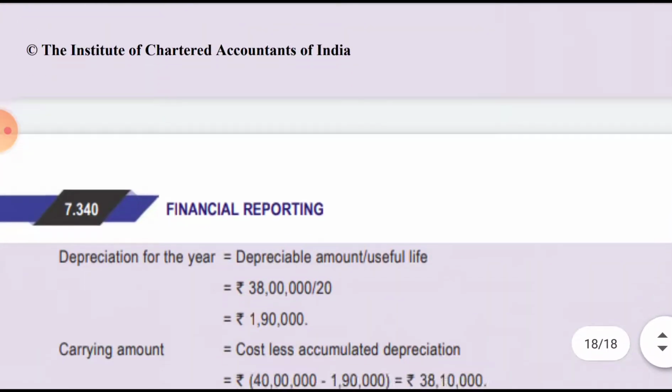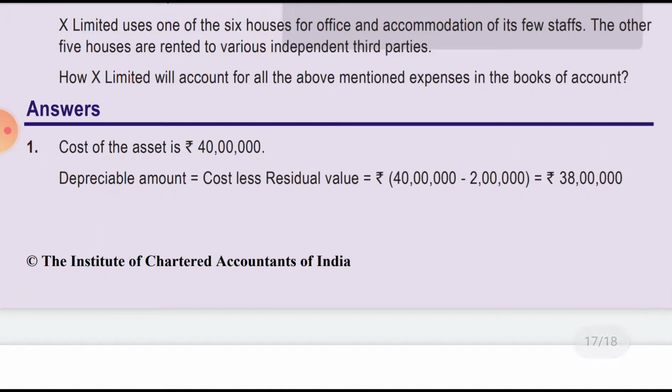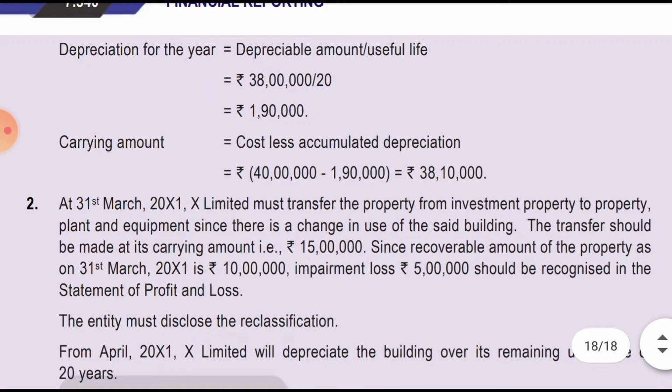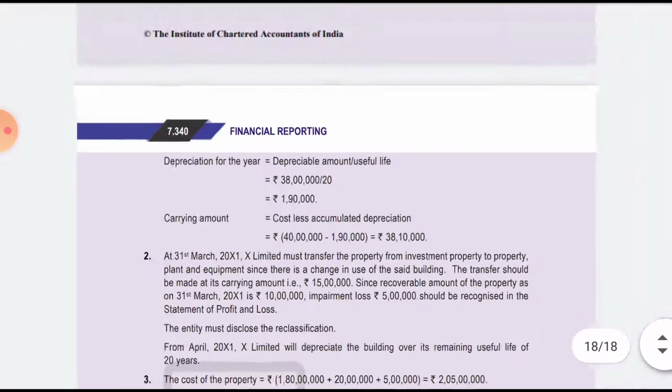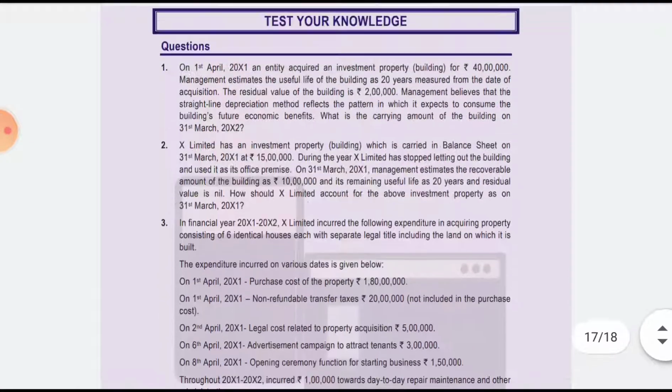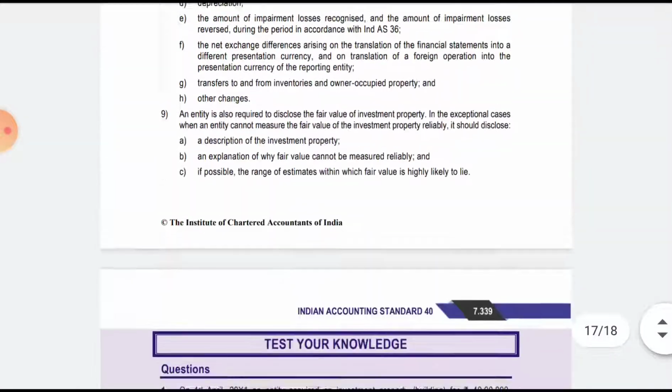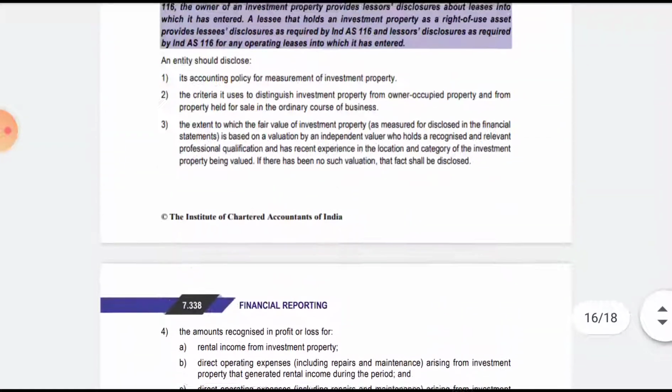We'll quickly read the answer as well. The cost of the asset is 40 lakh. Depreciable amount, cost less residual value, is 38 lakh rupees. Depreciation is 38 lakh divided by 20, which is 1 lakh 90,000. Carrying amount is equal to 40 lakh minus the depreciation amount of 1 lakh 90,000, and we arrive at 38 lakh 10,000. There are other illustrations and Test Your Knowledge questions as well in this Ind AS, but our objective was to discuss a few of them.